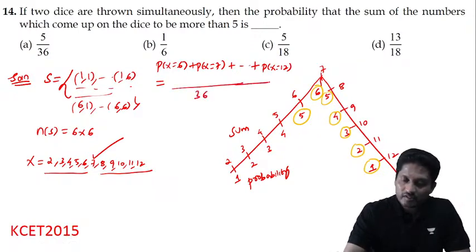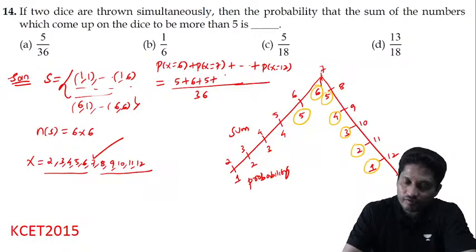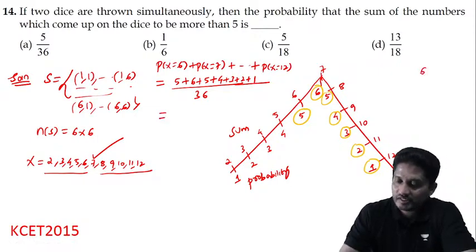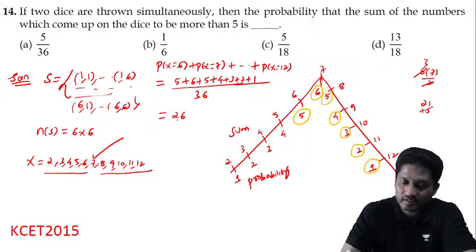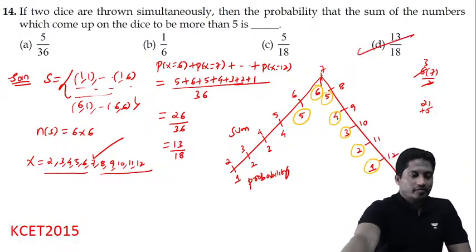Right, now if I add all this: sum 6 is 5, sum 7 is 6, then 5, then 4, then 3, then 2 and 1. If you add 1 to 6, it is n into n plus 1 by 2, that is 21. 21 plus 5 is 26. You add all this, you get 26. 26 upon 36 is equal to 13 by 18. Okay, answer is option D. Use the shortcut, it's very simple. Let's move to the next question.